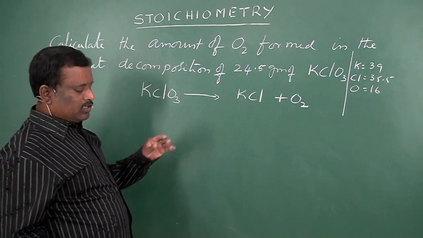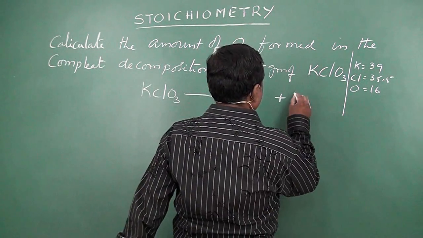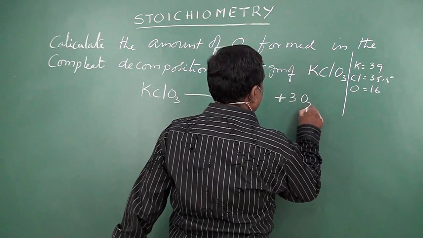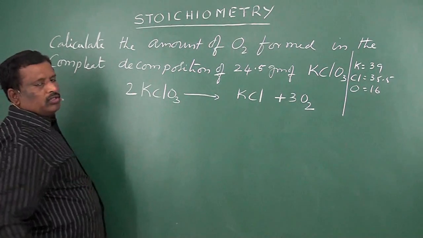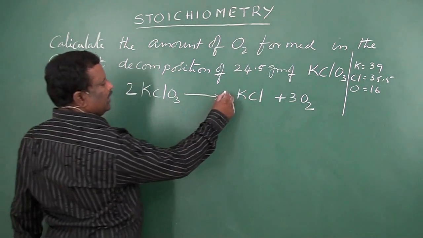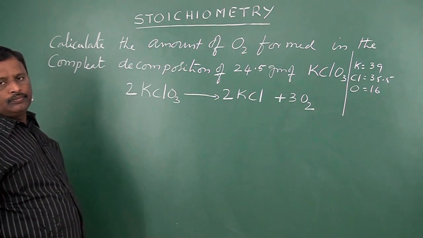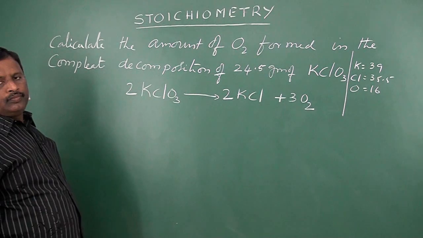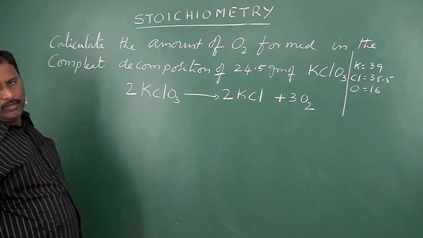They can easily be balanced. So here 3 oxygens are there and 2 oxygens on this side. So simply by writing 3 O2, it becomes 6 oxygens, and by writing 2 KClO3, 6 oxygens. But at the same time KCl was in balance, and it can be balanced by putting 2 KCl here. So the equation is balanced. So the second step is also completed.